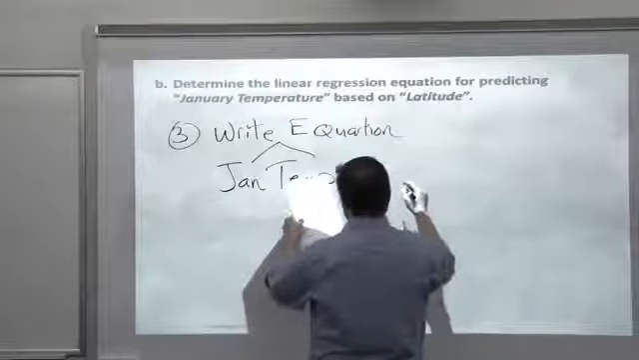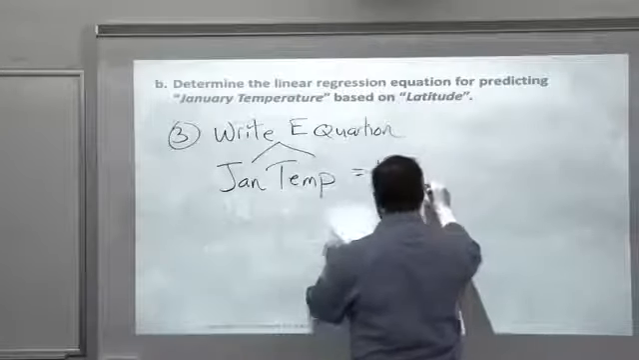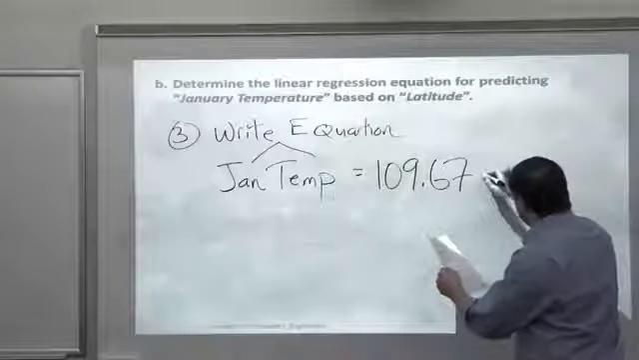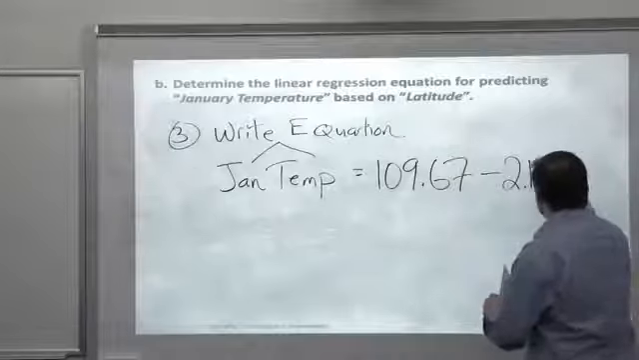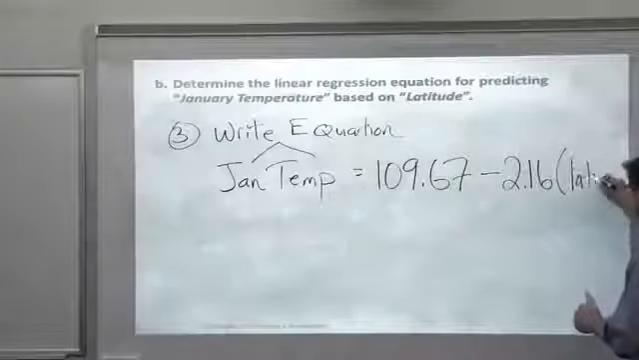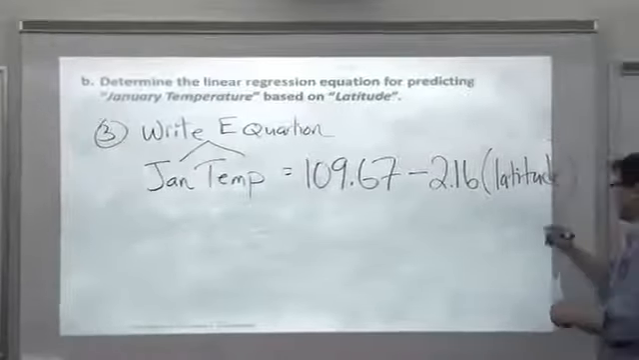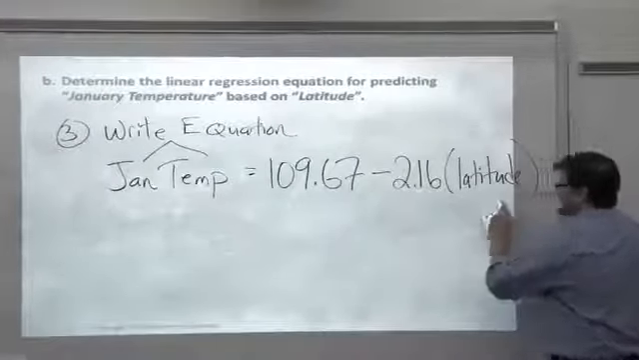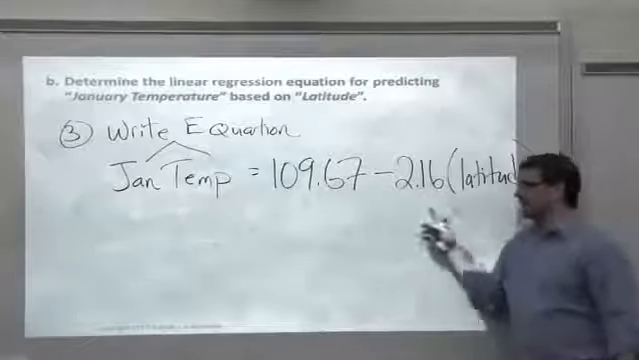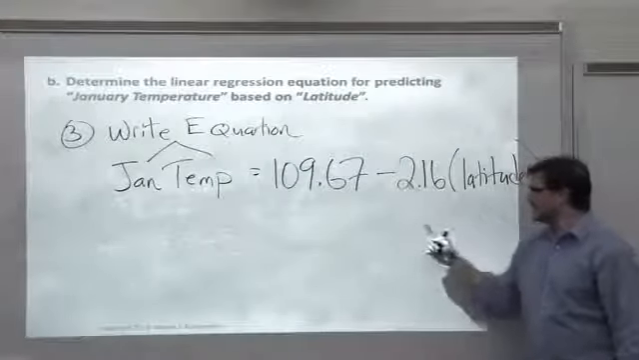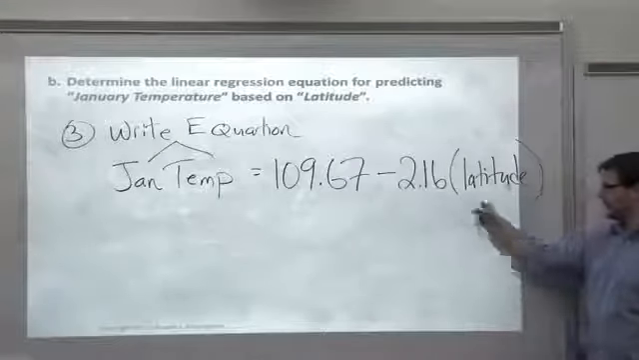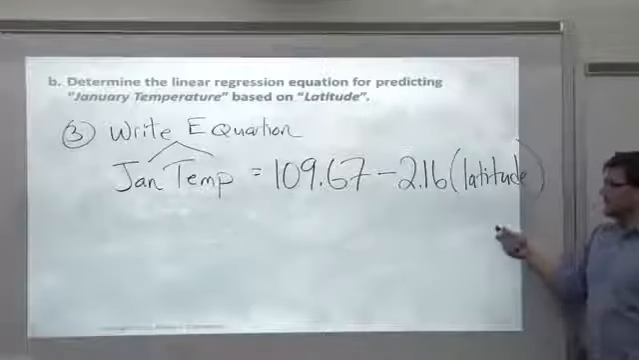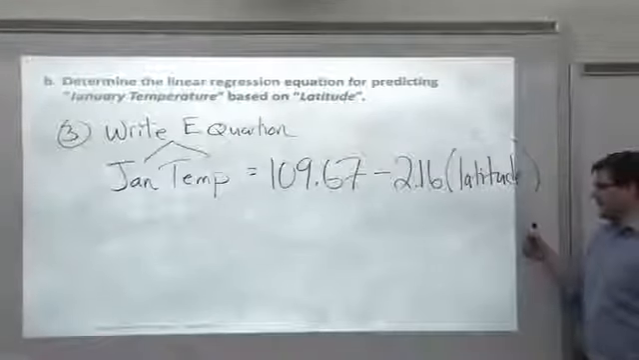Let's see here. What do we get? I'm going to write it this way this time: 109.67 minus 2.16 times latitude. The only reason I put the y-intercept first and then minus the slope is because I think this looks better without having a leading negative out front. You could write this as negative 2.16 times latitude plus 109.67, but it's your choice. It just looks better this way to me.